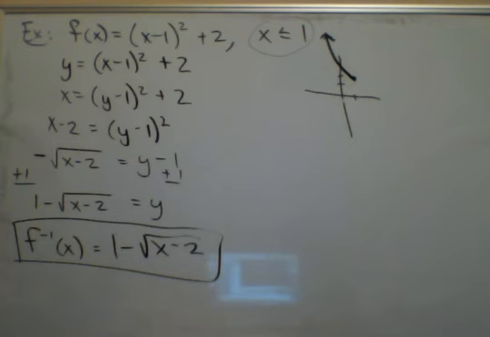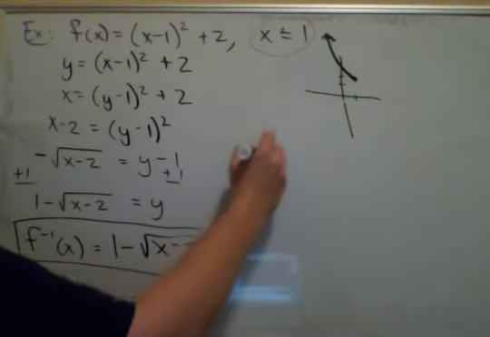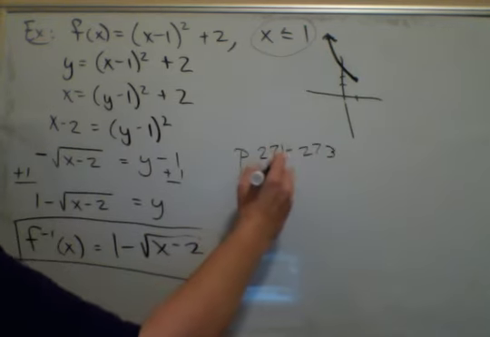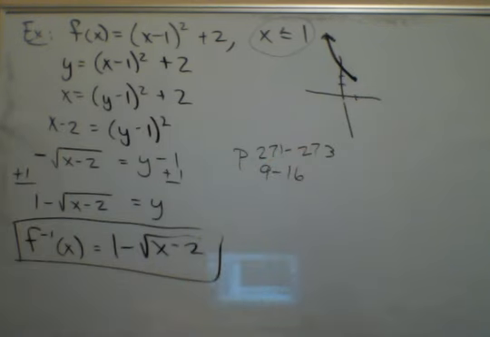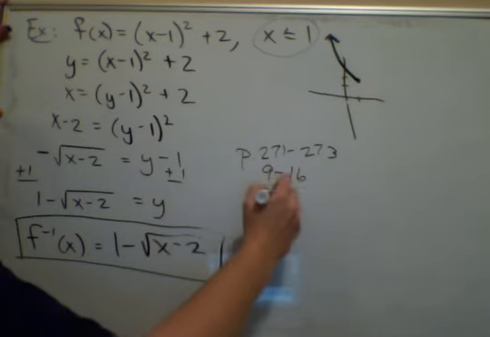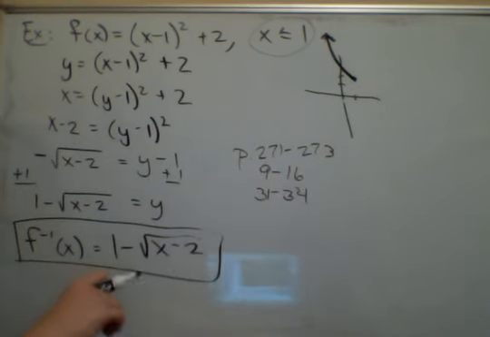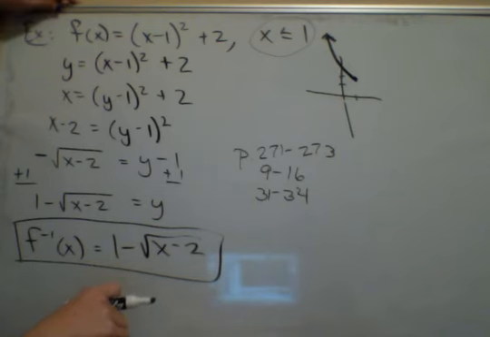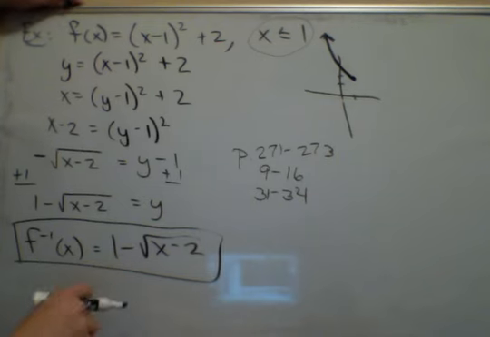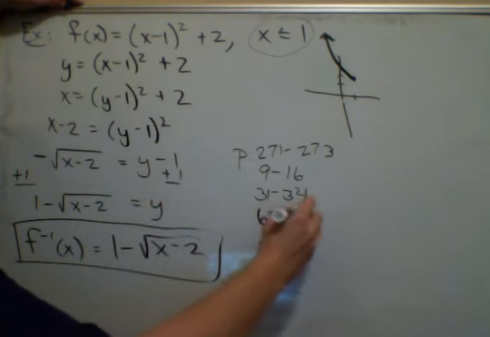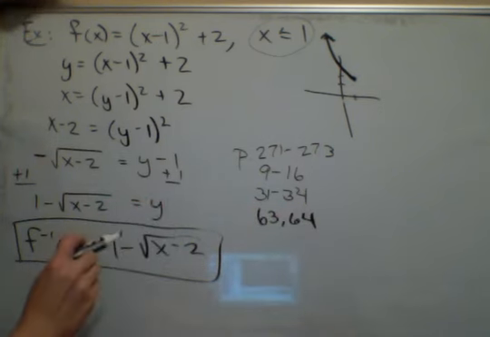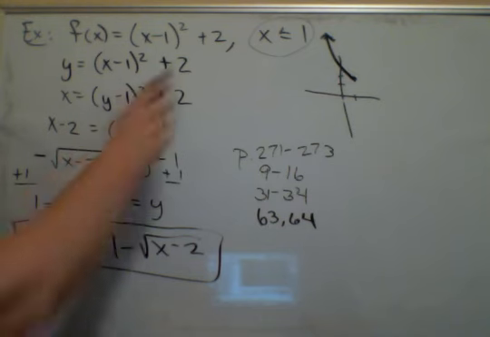There's some really good examples in the book if you want to take a look at those also. But your assignment for today is going to be on page 271 through 273. You're going to do 9 through 16. They're going to be looking at some graphs and determining if they are one-to-one. You're going to do 31 through 34, where you're going to be looking at graphs and figuring out what the reflection over that line y equals x looks like. And then also 63 and 64, those are both finding the inverse of quadratic equations with those domain restrictions.